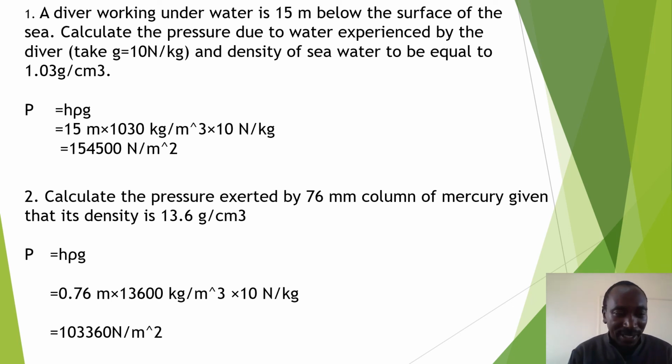When you multiply that you get approximately 10,336 newtons per square meter, or pascals. So pressure in that case is 10,336 pascals.